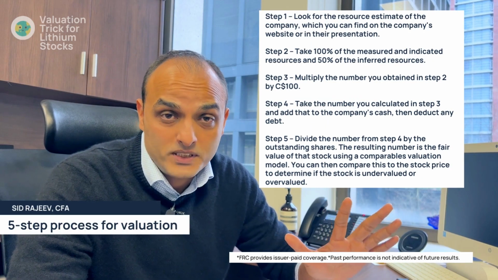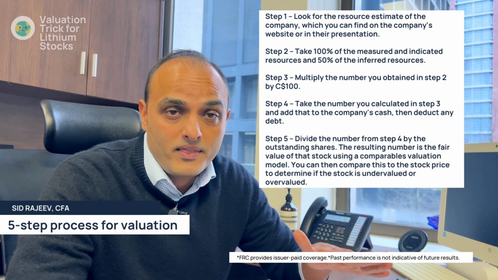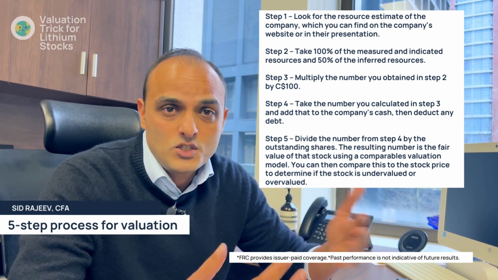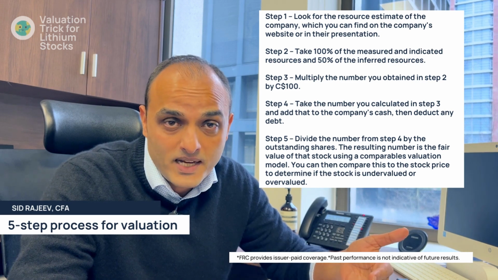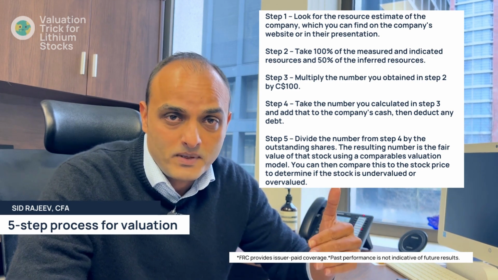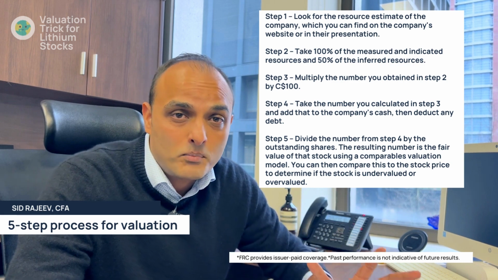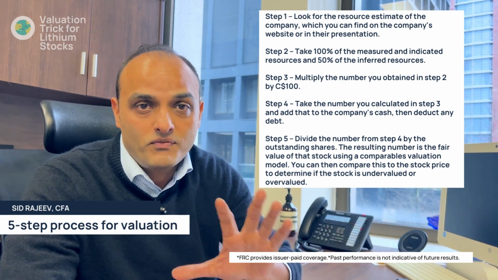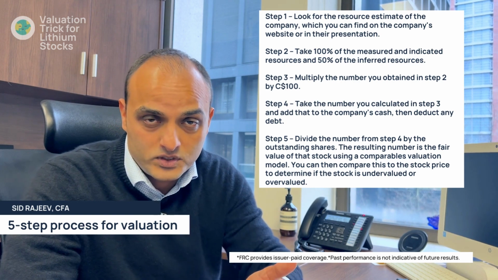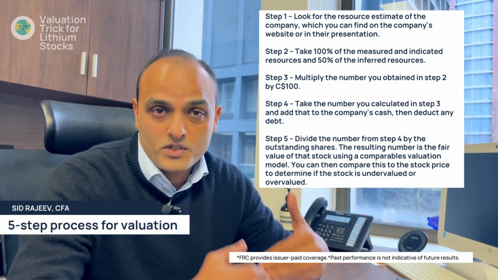It's a 5-step process. Number 1, take a look at the company's resource estimate. This you can find in the company's presentation or the company's website. Now, once you find the resource estimate, go to step 2. Take 100% of the company's measured and indicated resources and 50% of the inferred resources. You get that number, move to step 3.